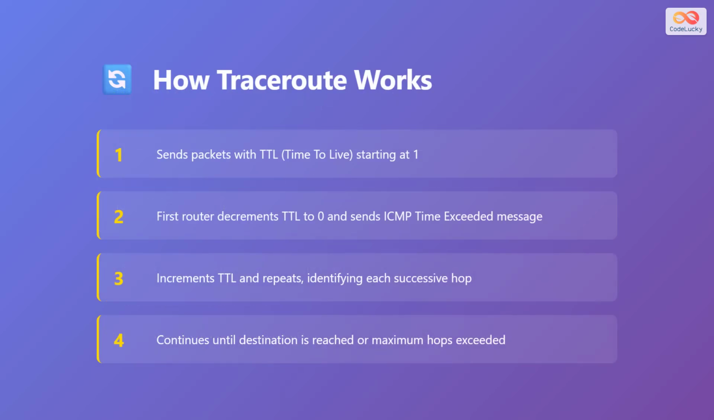Traceroute uses an ingenious method involving TTL or time to live values. TTL is a field in network packets that decrements by 1 each time it passes through a router. In Step 1, Traceroute sends packets with TTL starting at 1. In Step 2, the first router decrements the TTL to 0 and sends back an ICMP time exceeded message, revealing its identity. In Step 3, Traceroute increments the TTL and repeats the process, identifying each successive hop. Finally, it continues this process until the destination is reached or the maximum number of hops is exceeded.